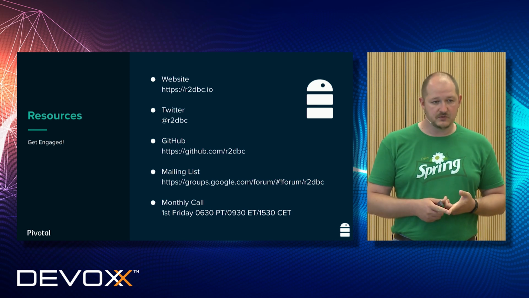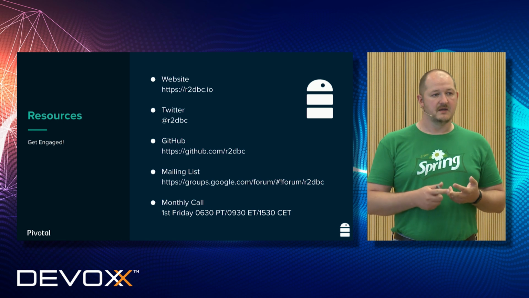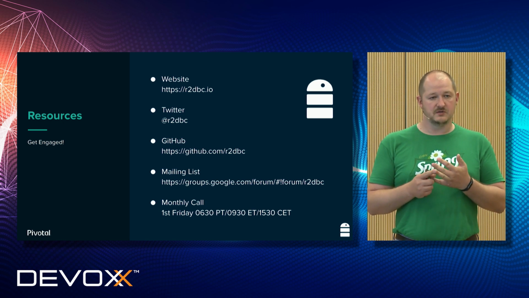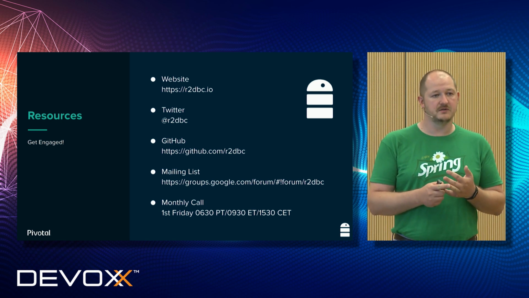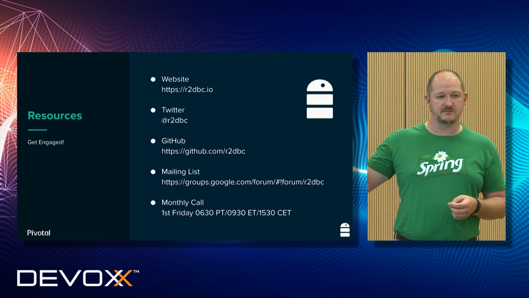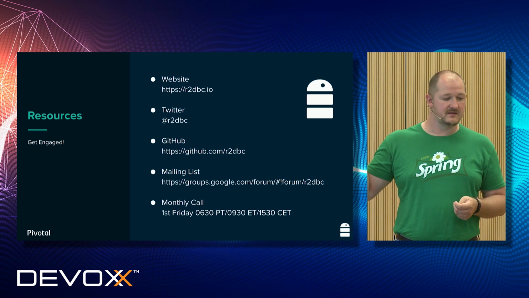Try this out in your projects. Try this out in your spikes. When it's going into production, try it also on non-critical systems. I wouldn't really bet my life on R2DBC yet, but we are slowly getting there. And that being said, thanks a lot.